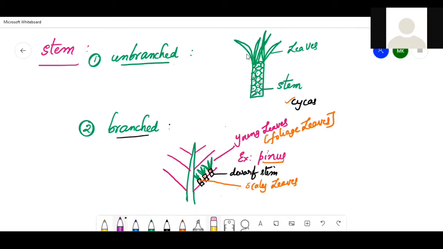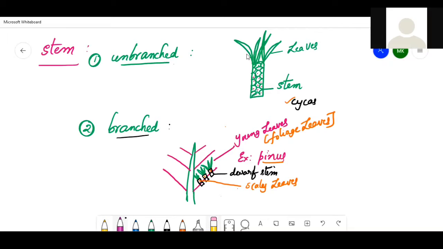So here in pinus, this is the lower branch and the upper branch. So this is again the dwarf stem. This is called the dwarf stem on the lower branch. Example, pinus.